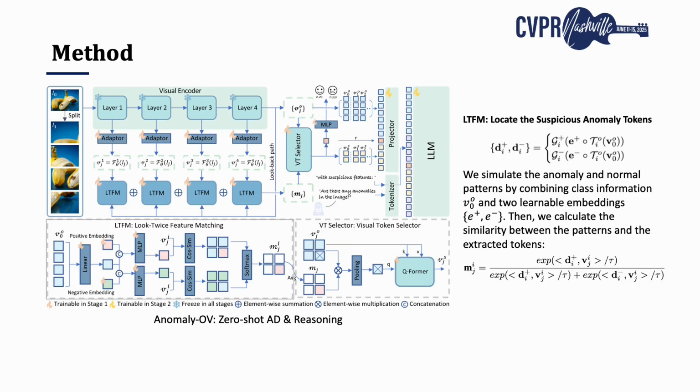The LTFM module combines the class information from the final features and two learnable embeddings to simulate the anomaly and normal patterns. The anomaly areas are located by comparing the similarities between the multi-level features and the two simulated patterns.